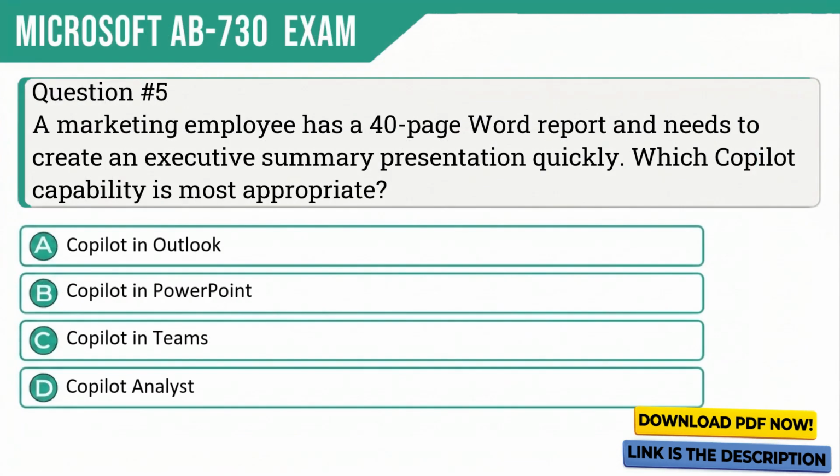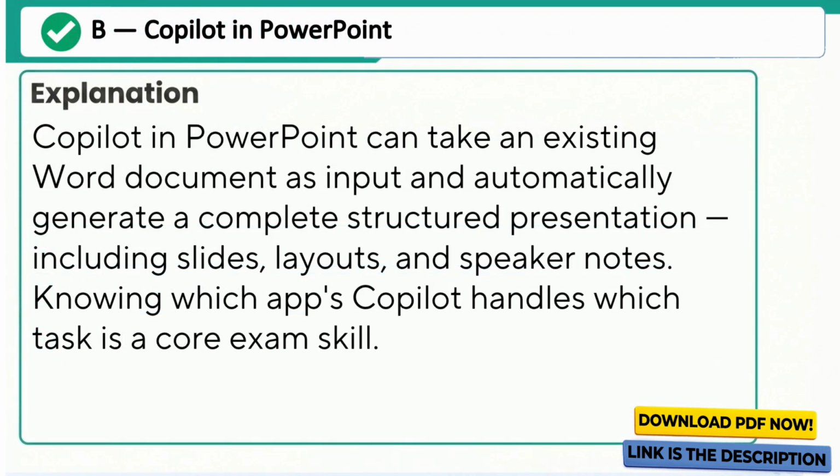Question number 5. A marketing employee has a 40-page Word report and needs to create an executive summary presentation quickly. Which Copilot capability is most appropriate? A. Copilot in Outlook. B. Copilot in PowerPoint. C. Copilot in Teams. D. Copilot Analyst. Correct answer: B. Copilot in PowerPoint.